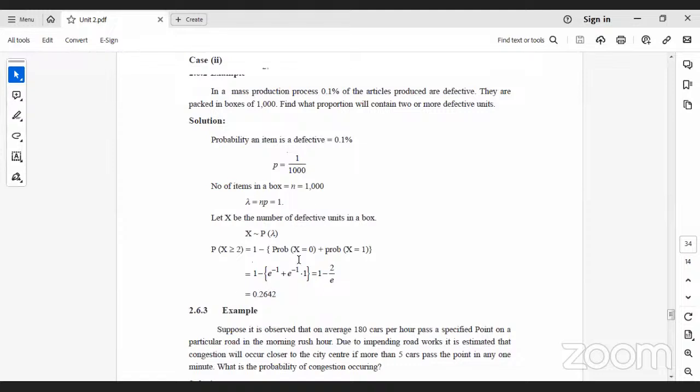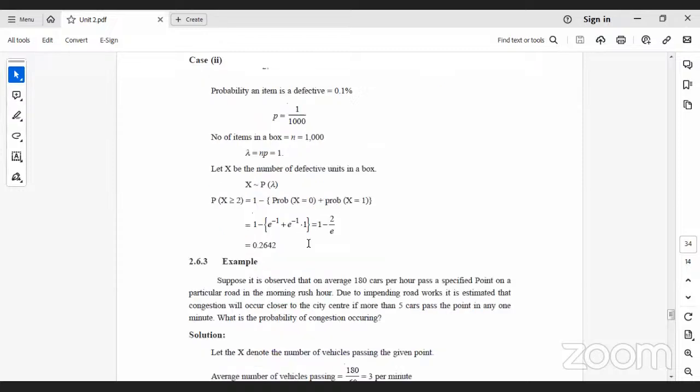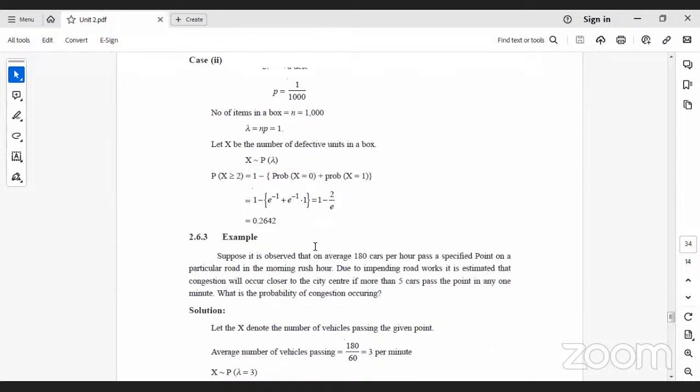So therefore 1 minus probability of x is equal to 0 is e power minus 1, and probability x is equal to 1 is e power minus 1 into 1. So e power minus 1 plus e power minus 1 is 2 by e. So that is the formula, and the simplification of that gives 0.2642. Automatically we can continue the same.